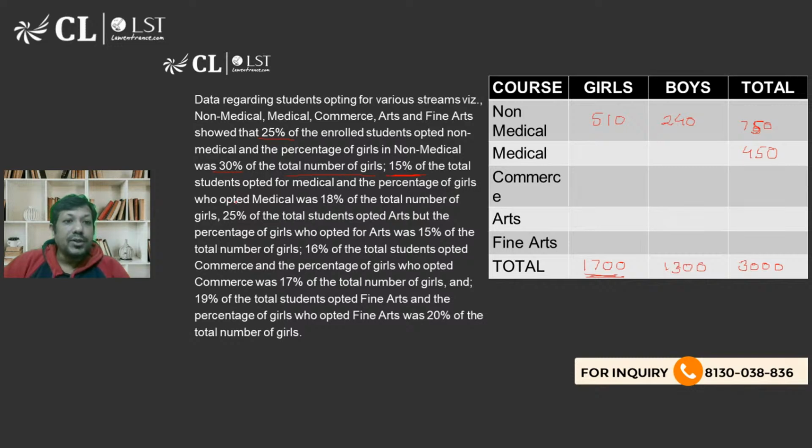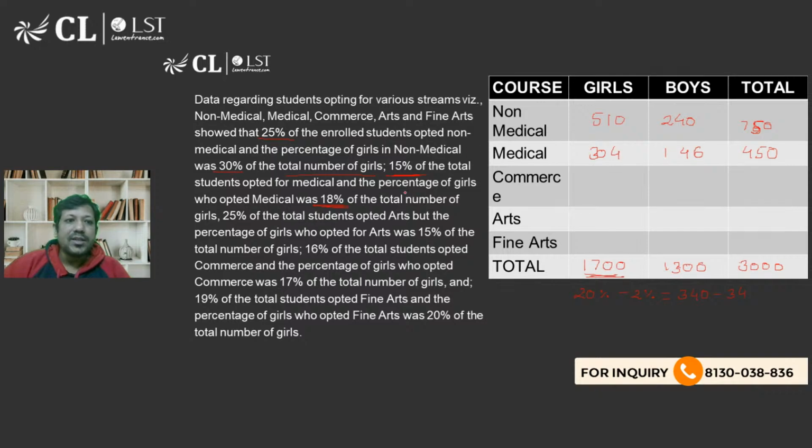And the percentage of girls who opted for medical is 18%. Now how am I going to calculate 18% easily? That is going to be 20% minus 2%. So what is 10% of 1,700? That is 170. So 20% is 340 and 2% is going to be 34. So it comes out to be 304 girls opted for medical. So the remaining 146 are going to be boys.